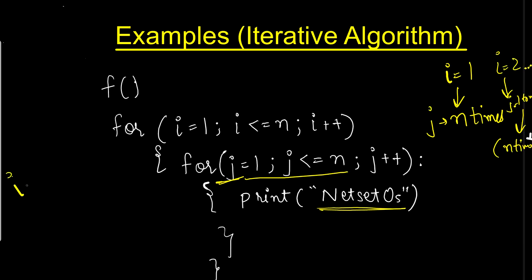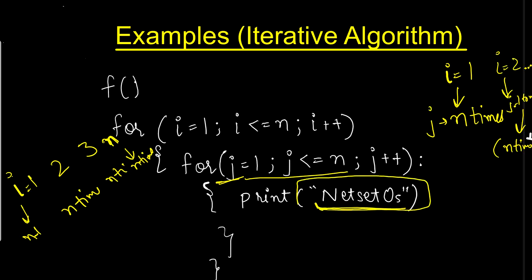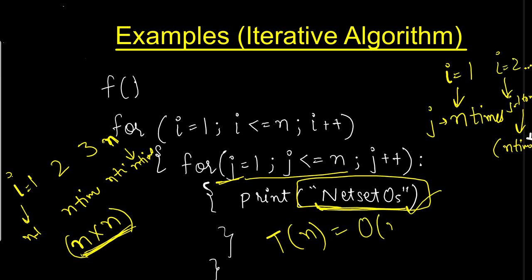So that means when i is equal to 1, it will iterate n times. For i is equal to 2, then n times, then 3, n times. So we can say as i is increasing up till n, j will also iterate n times. That means we will get this netsetOS printed n cross n times. You all agree? So it is printing this netsetOS for n cross n times. So we can say time complexity for this program will be order of n square, as this loop is running for n square times.